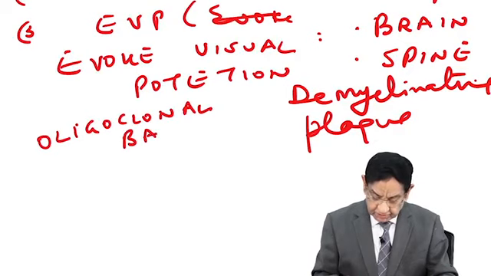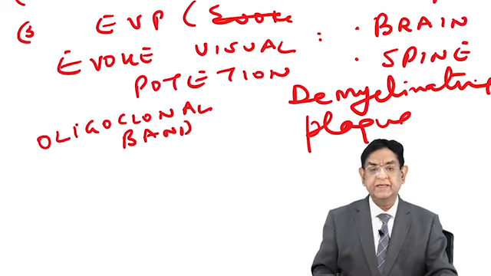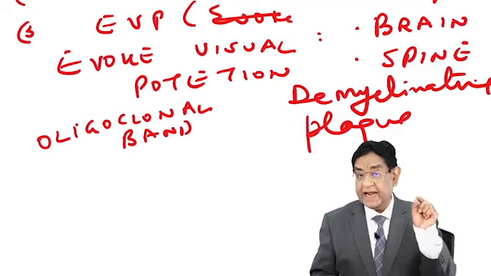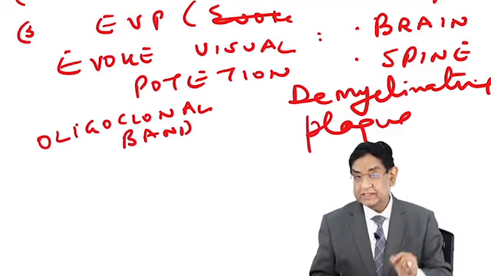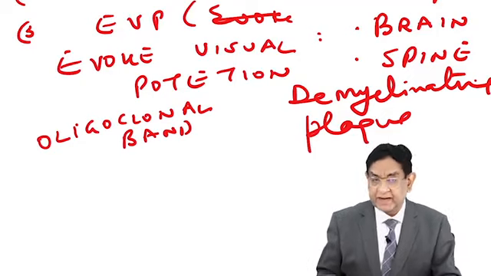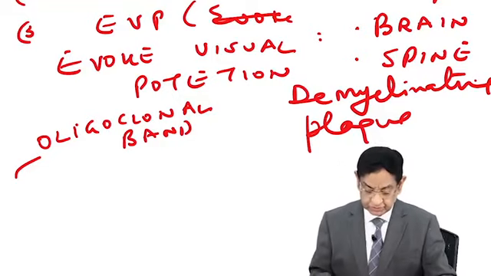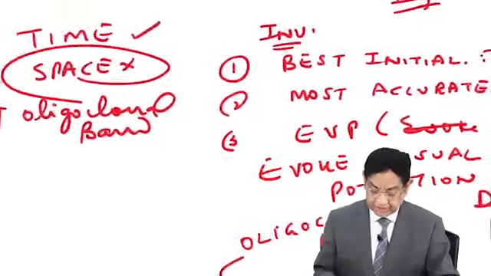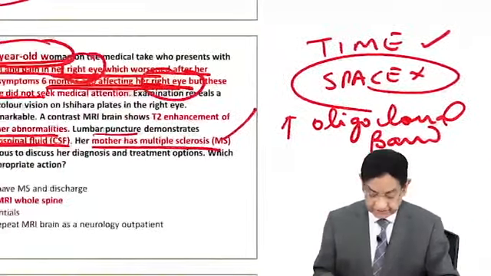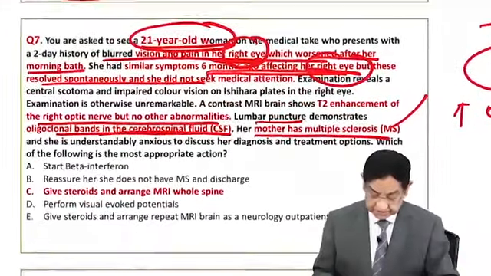But this we see, and this is again an add-on diagnosis, especially when MRI is normal. Okay, oligoclonal band is there. So what are the important things that we go to diagnose a case of multiple sclerosis?